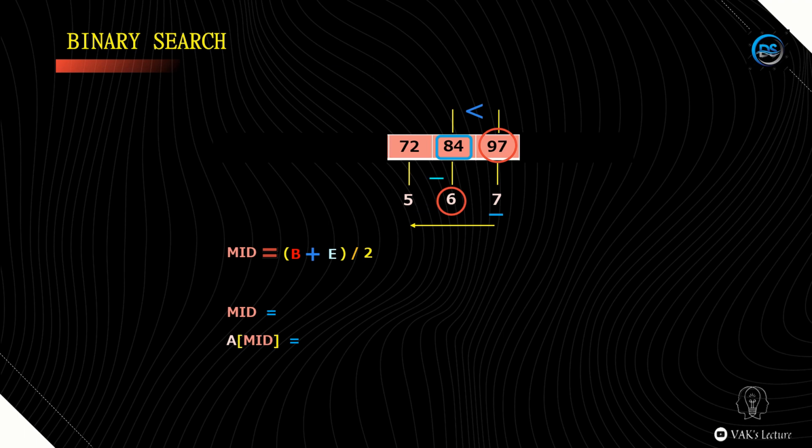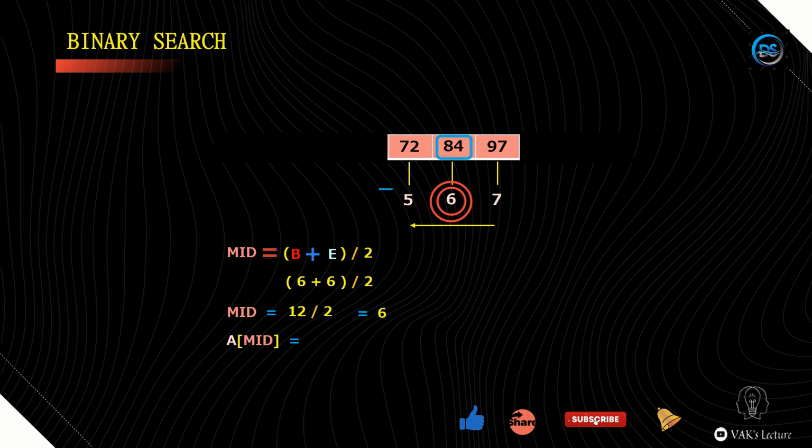Here mid was at 7 and the minus 1 is at 6. Now the ending one will come to here. The beginning one is already there. Now see, beginning plus ending by 2 means 6 plus 6 by 2. We got 12 by 2, which means 6. Now the new mid is at 6.